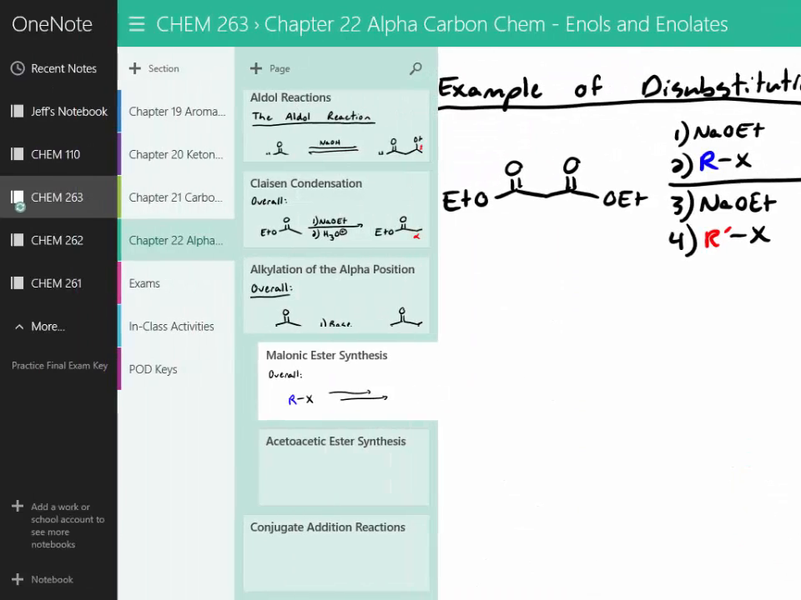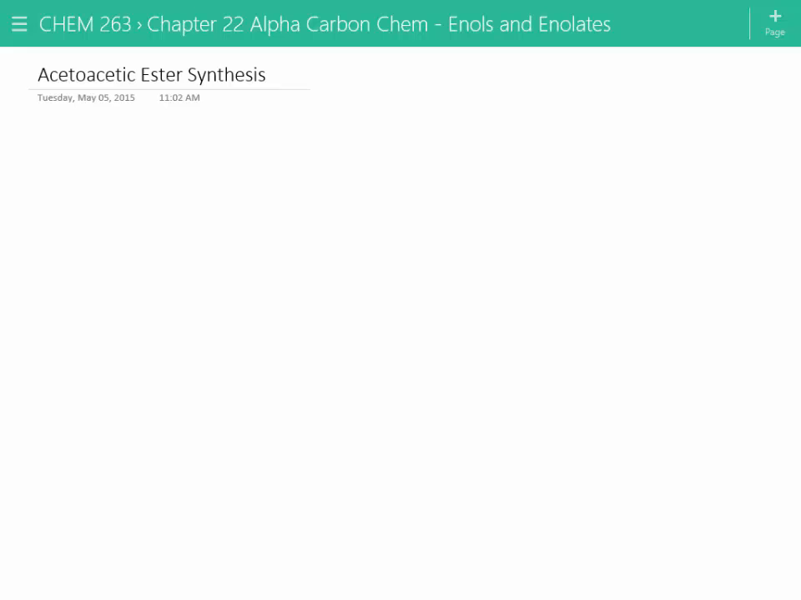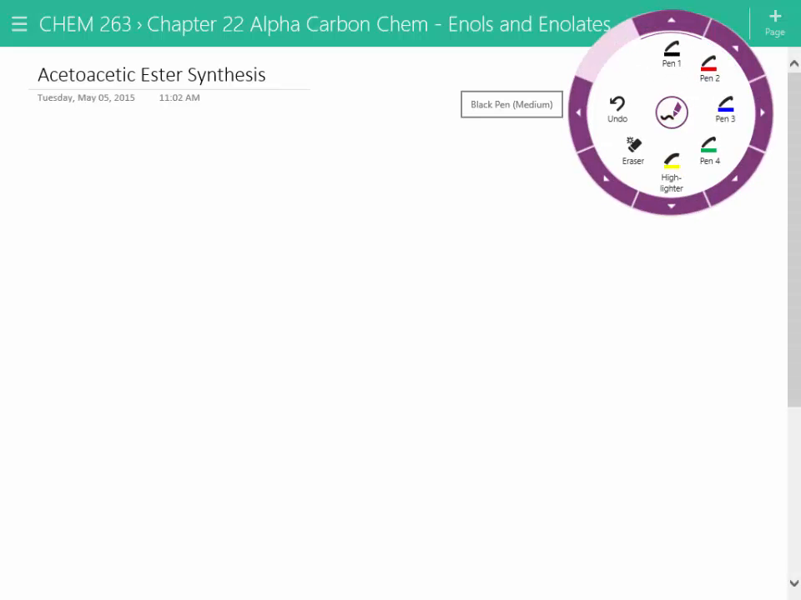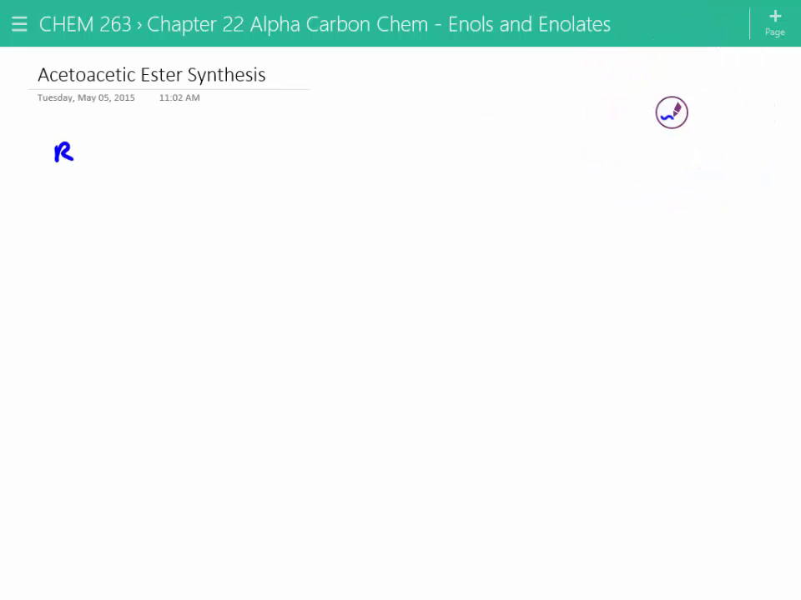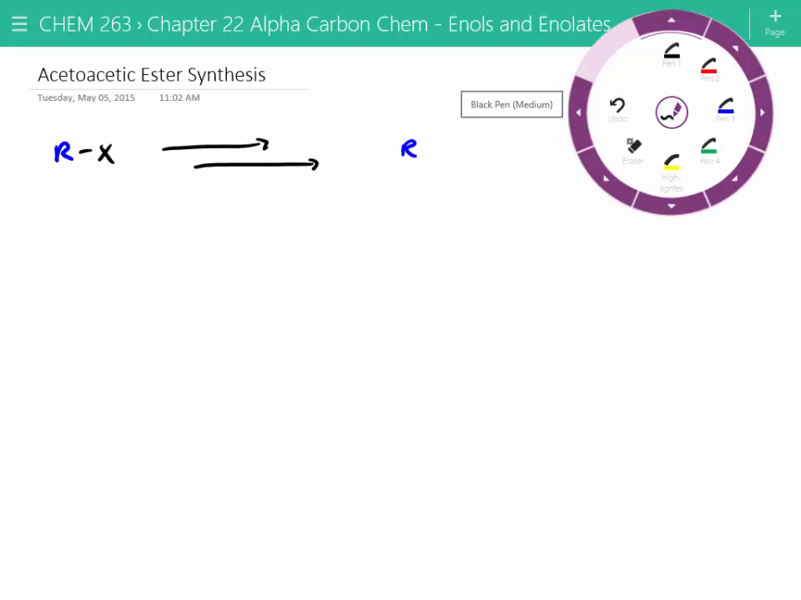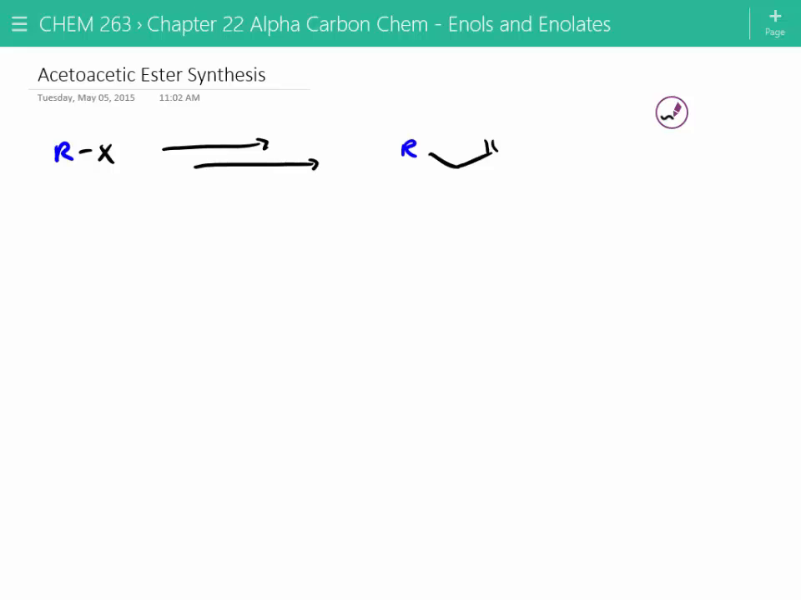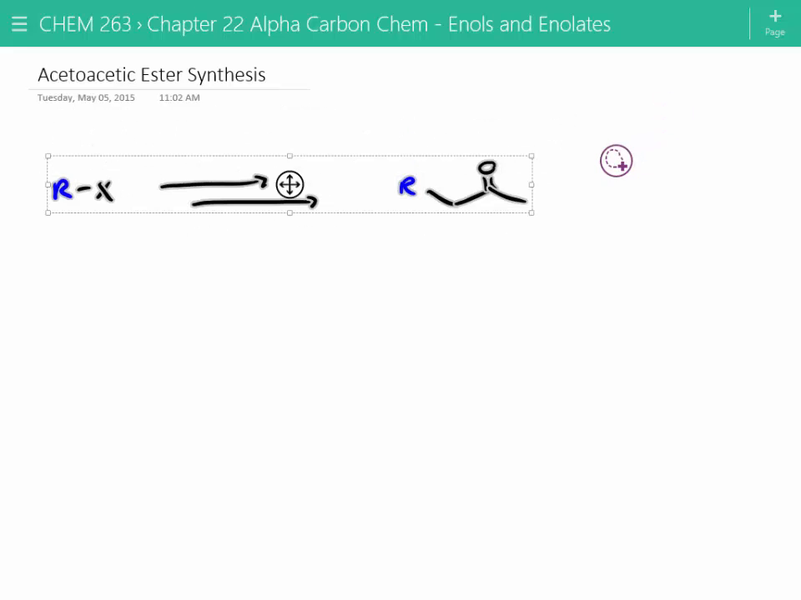All right, so let's go on to the next reaction, which is closely related. This is the acetoacetic ester synthesis. It's kind of a mouthful. So in this reaction, we're again going to take an alkyl halide. But this time what we're going to do is we're going to make a ketone instead of a carboxylic acid. Let me slide this down.